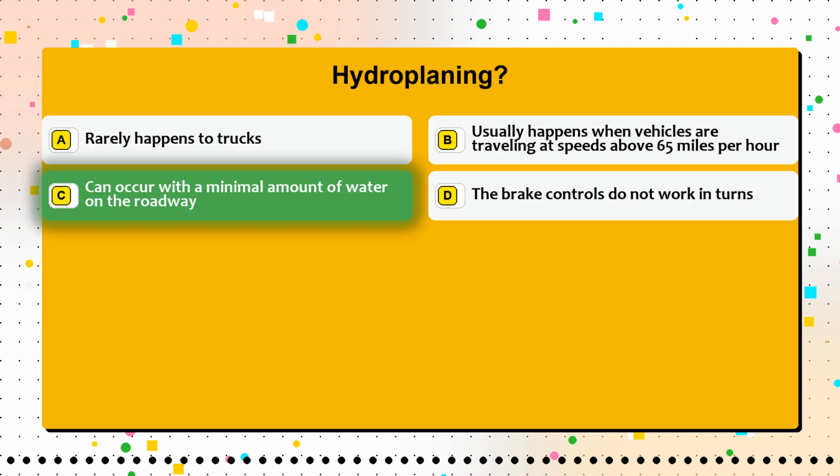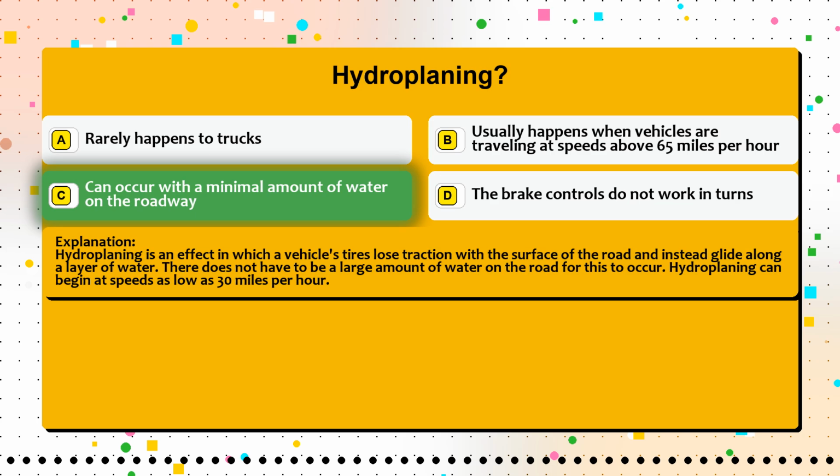The correct answer is option C, can occur with a minimal amount of water on the roadway. Hydroplaning is an effect in which a vehicle's tires lose traction with the surface of the road and instead glide along a layer of water. There does not have to be a large amount of water on the road for this to occur. Hydroplaning can begin at speeds as low as 30 miles per hour.